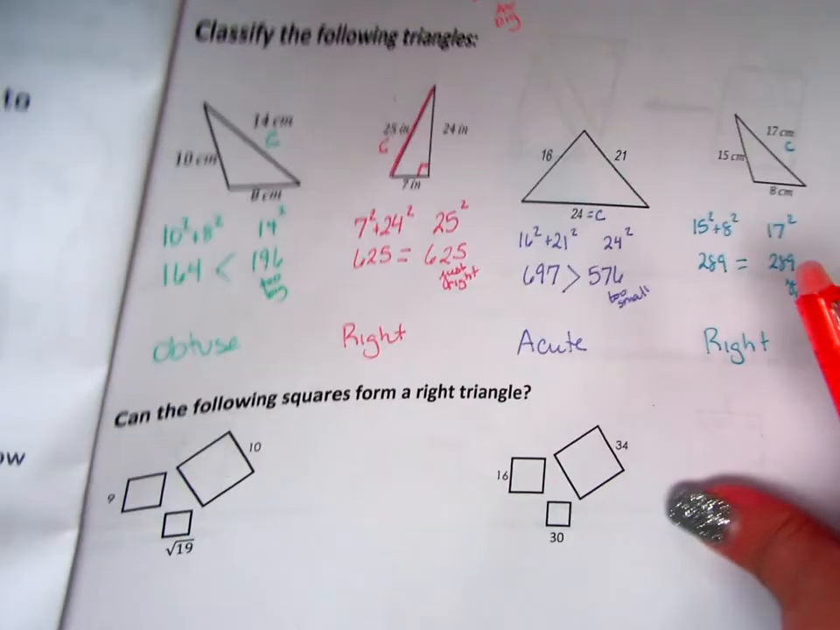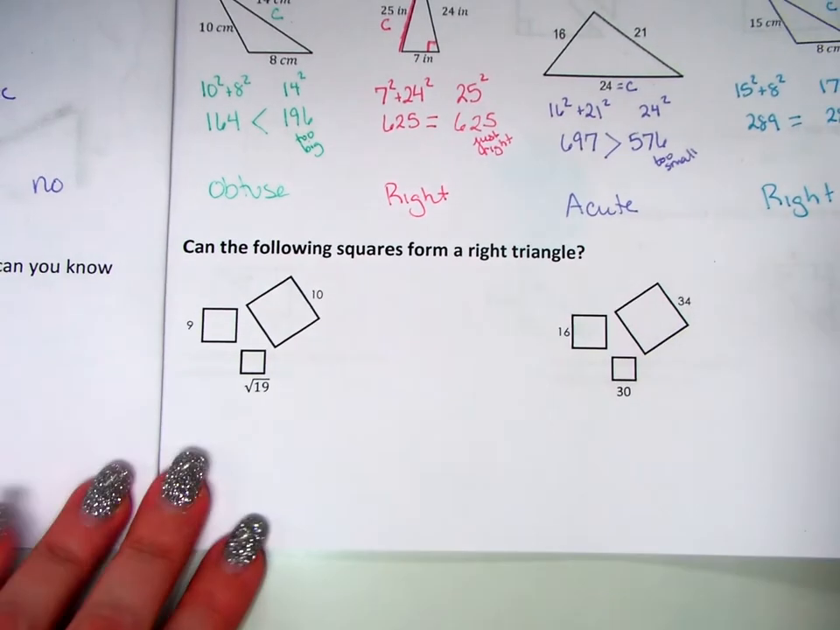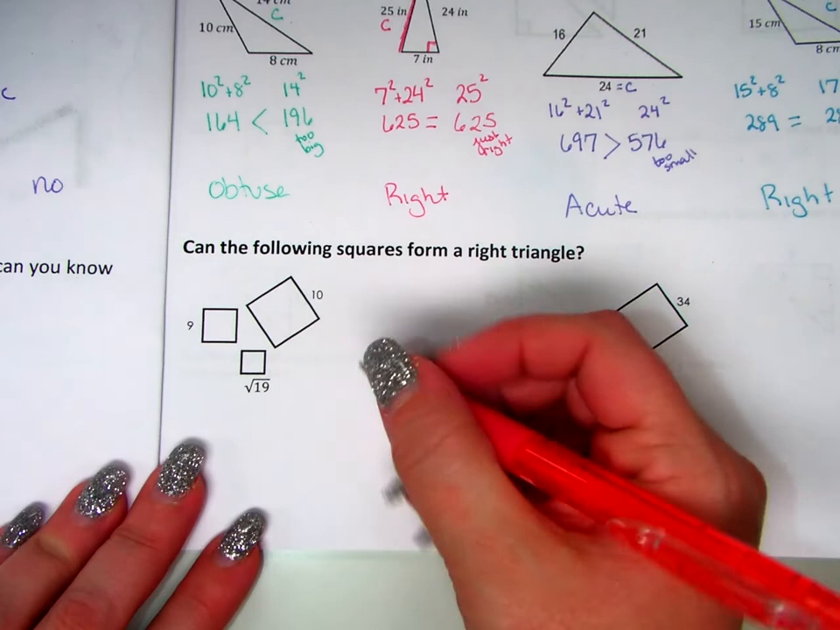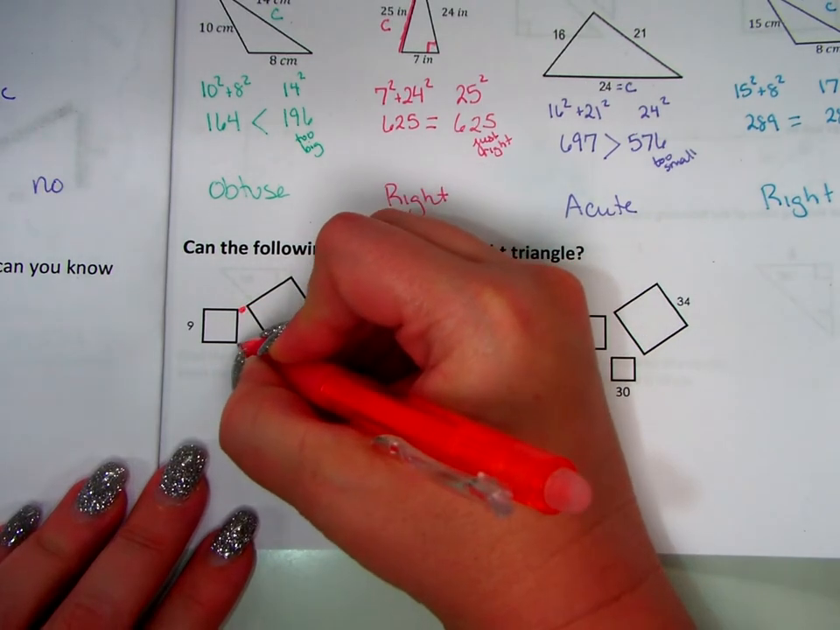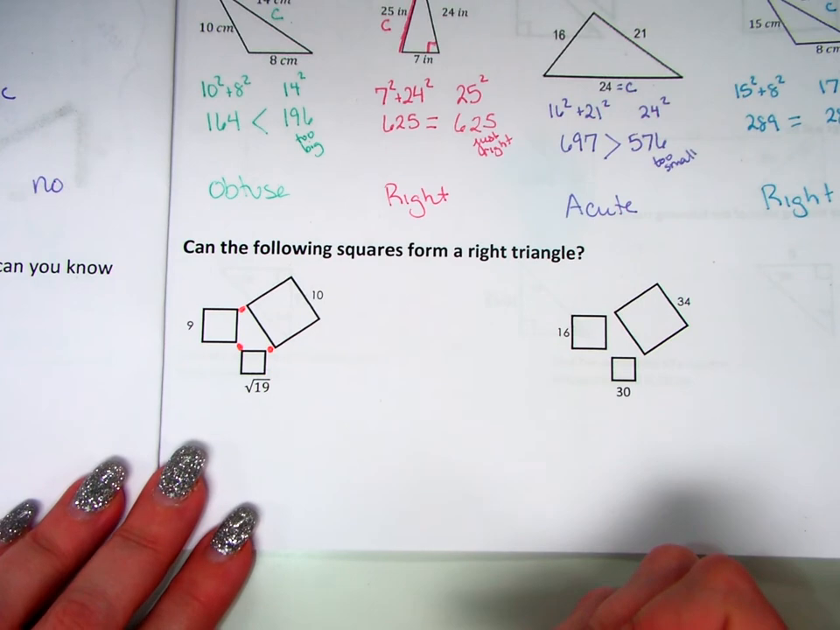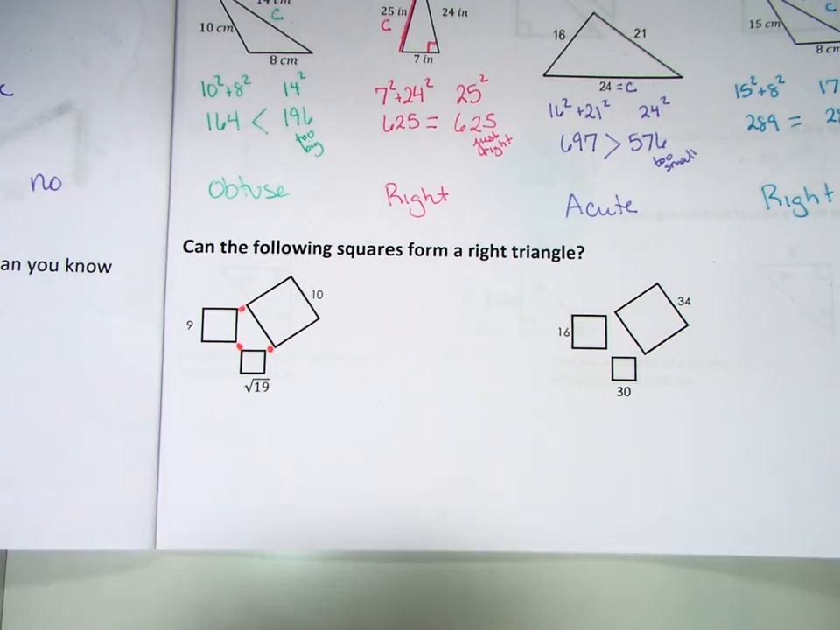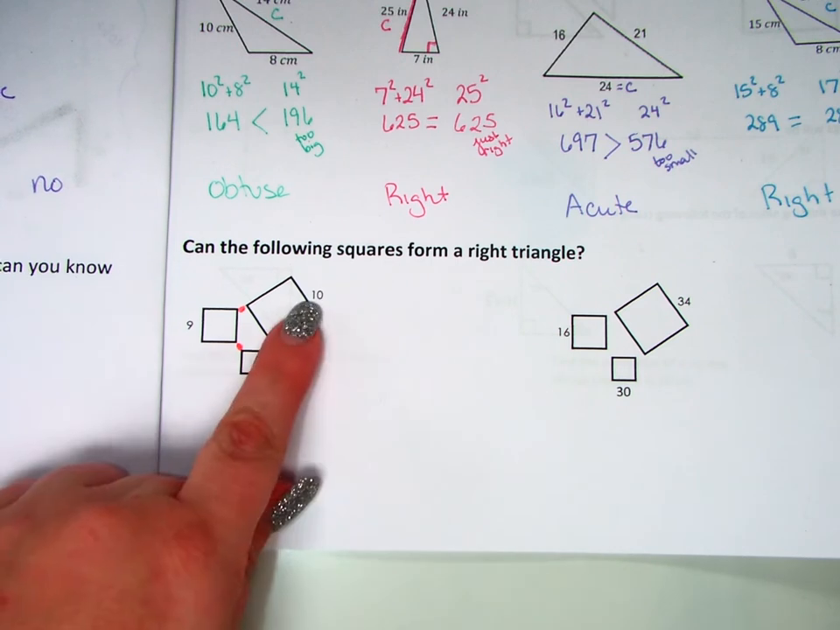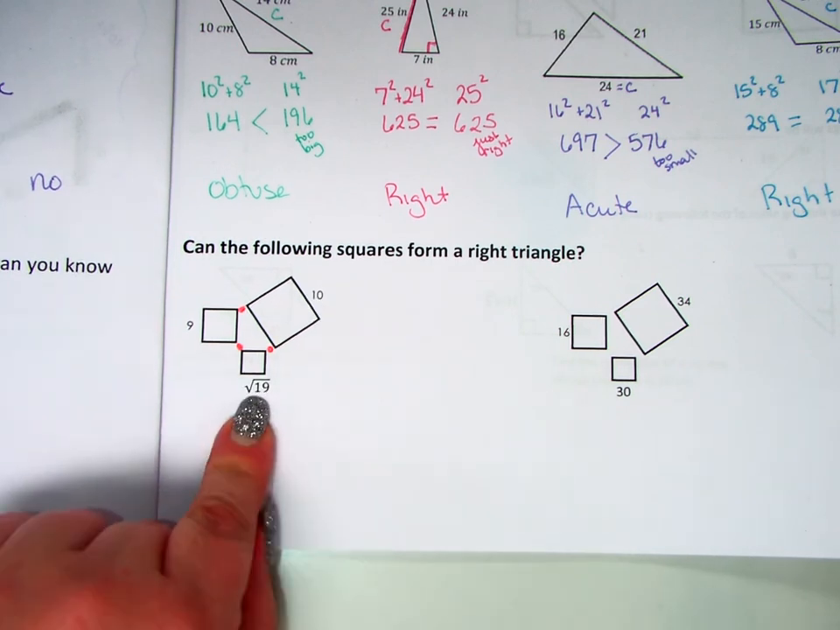Alright, the last question, it says, can the following squares form a right triangle? So if I were to slide these squares together, they're squares, so all the sides are the same length. If I slide them together, will they make a right triangle? Okay. So I have 9, 10, and the square root of 19. Which one of those would be my C value? 10, right? Because the 10 is bigger.